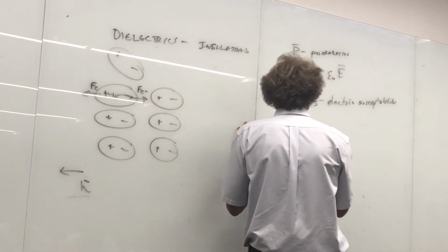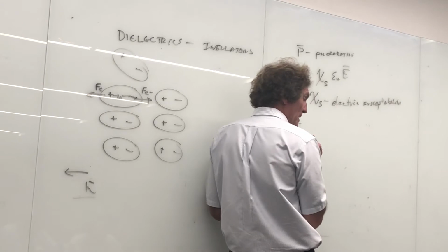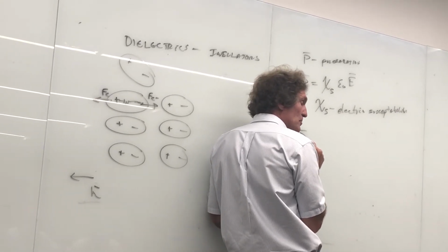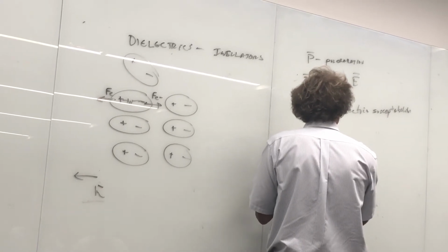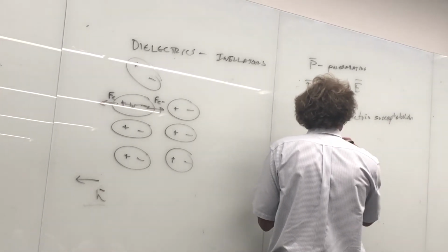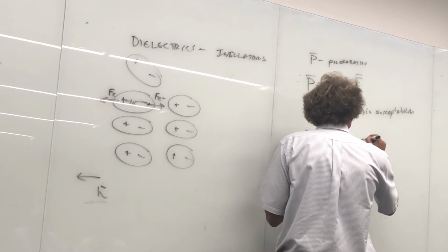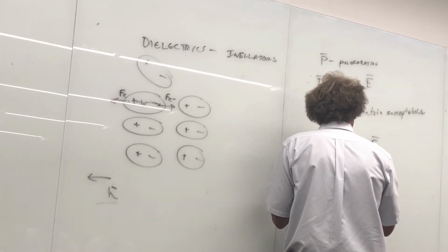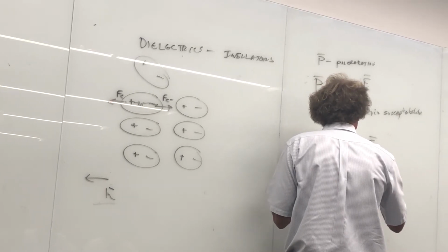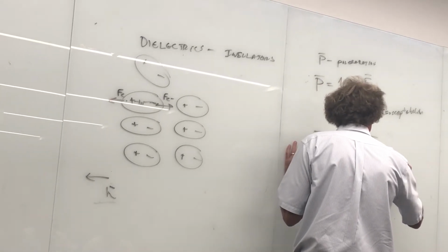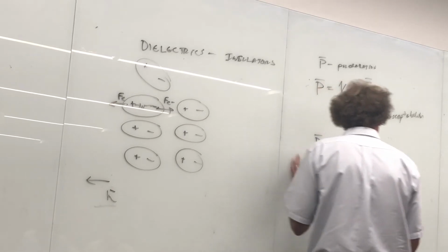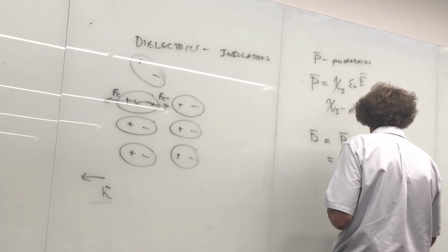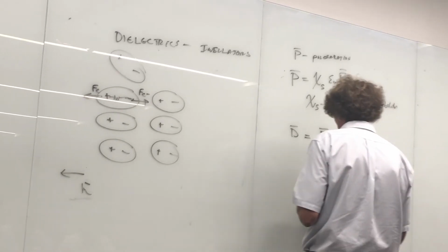Now, they define the D field, and remember, D is in coulombs per meter squared. The D field is going to be equal to P plus epsilon naught E, or it's equal to chi S epsilon naught E plus epsilon naught E, or it's equal to 1 plus chi S, the electric susceptibility, times epsilon naught times E.